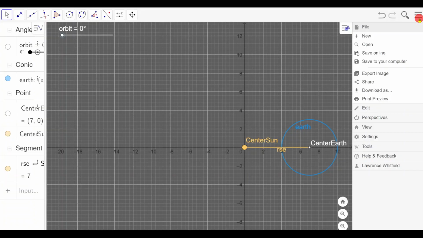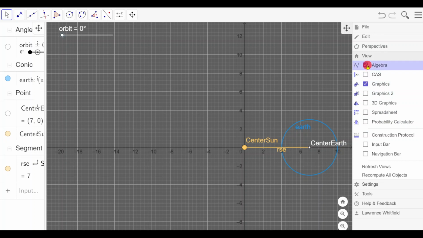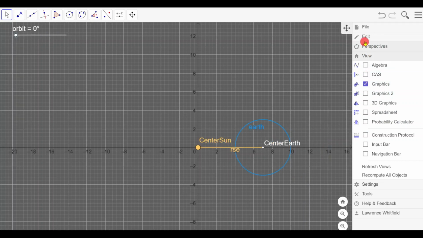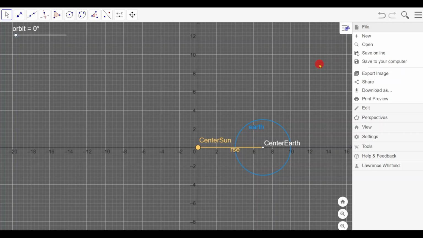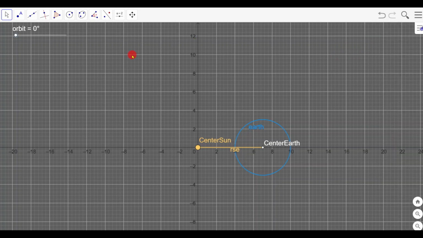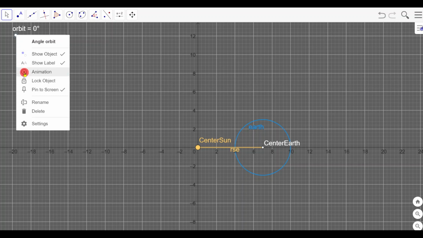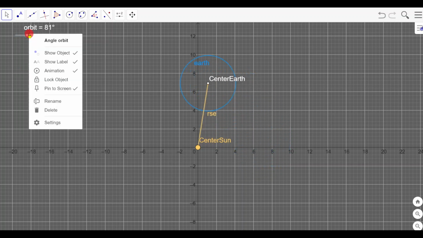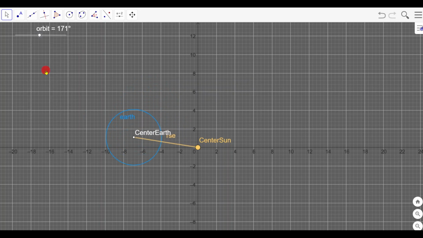Let's just turn off, remember we showed you this before, we're going to come into the menu, go to view, and turn off the algebra view, but don't forget how to turn it back on because we will definitely need it later. All right, so we're going to let GeoGebra do some work for us. Let's move the orbit along a little bit. So we'll start the animation, and then we'll stop the animation. Let's keep it over in the first quadrant.